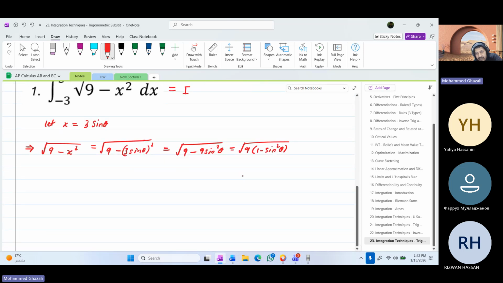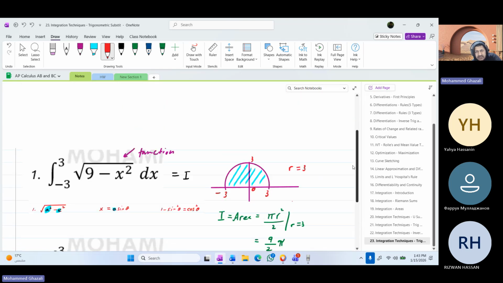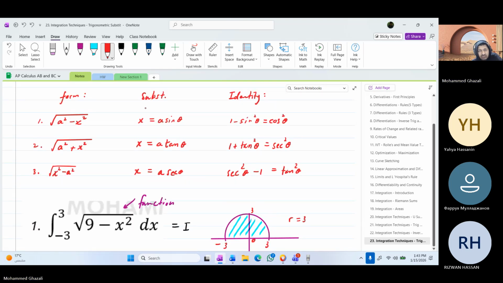Now, the square root of 9 is 3, and 1 minus sine squared theta is cosine squared theta. The square root of cosine squared is 3 times the absolute value of cos theta, which is just equal to 3 cos theta. The reason it becomes 3 cos theta is because of the boundaries for theta. Theta is supposed to be an element from minus pi by 2 to pi by 2.